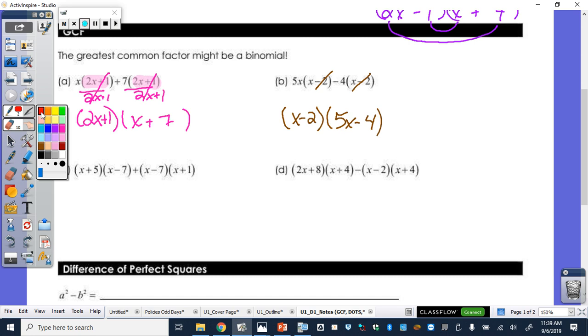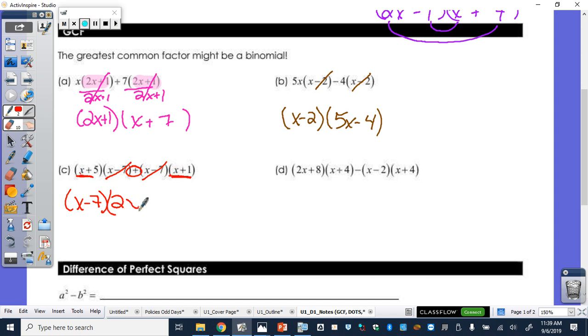Letter C, what's our GCF there? X minus 7. This time when we take out our GCF, what we're left with is this x plus 5 plus this x plus 1. So we're going to combine our like terms. X plus x gives me 2x. 5 plus 1 gives me a 6. So 2x plus 6.